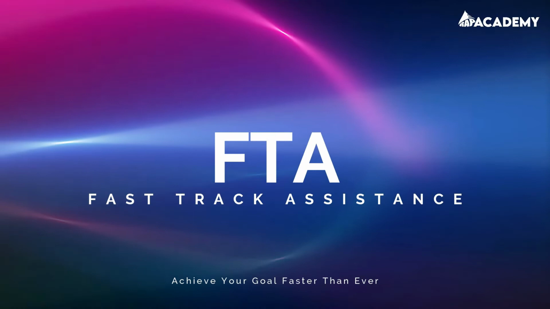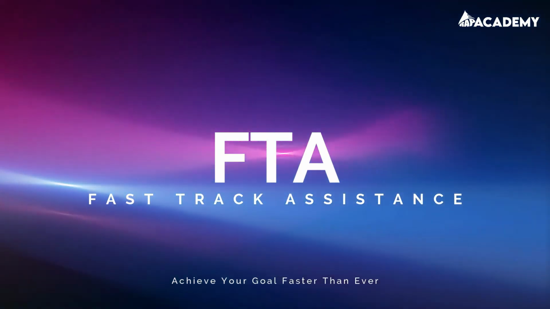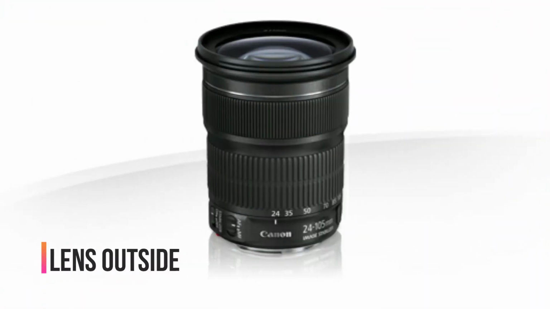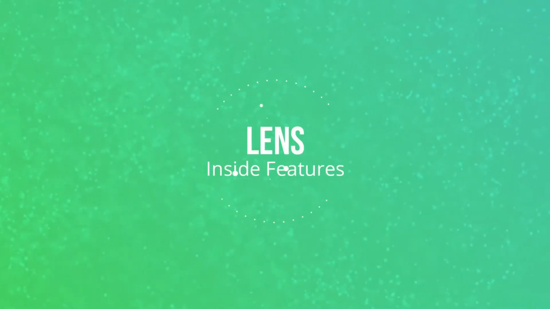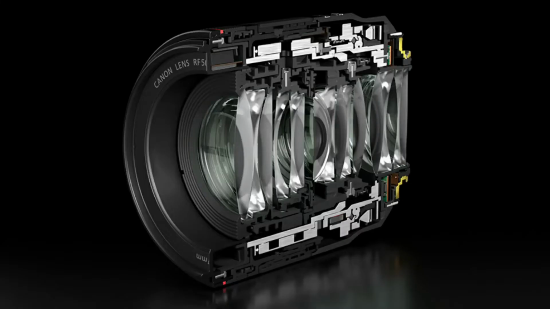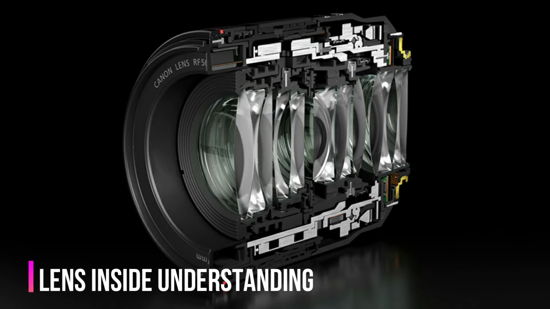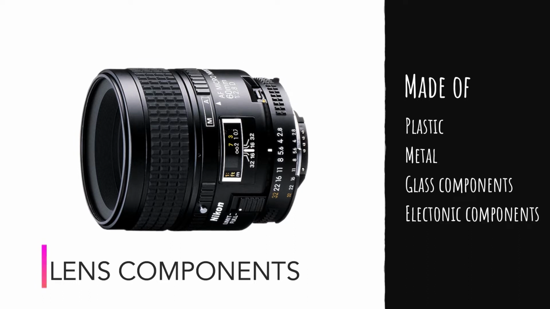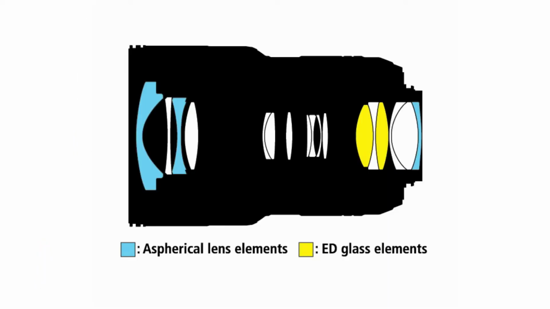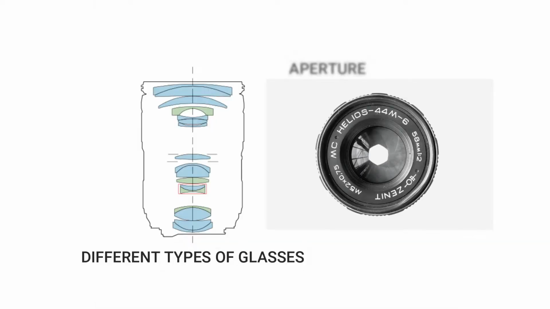I am sure that now you have a significant understanding of the outside features of a camera lens. So in this lecture, we will know all the internal components of the lens to make our understanding of digital camera lenses more effective. The lens is made of plastic, metal, glass, and many electronic components. As we already discussed, the lens helps the camera to control the light through refraction with the help of different glasses and the aperture diaphragm.